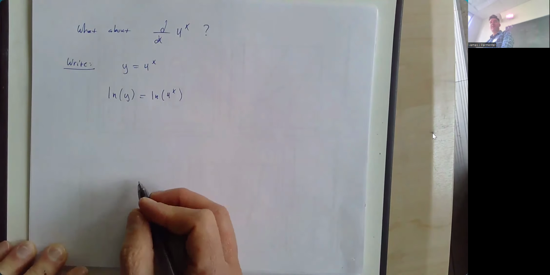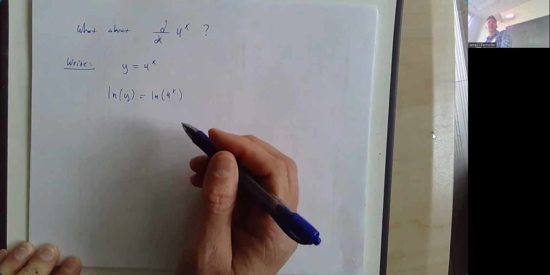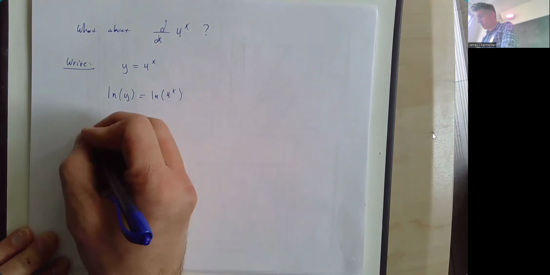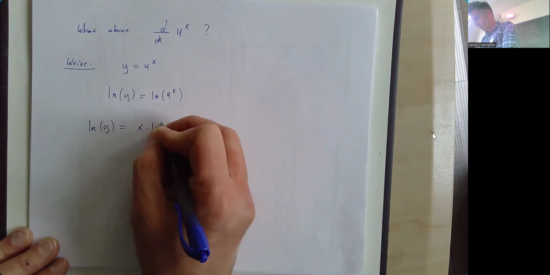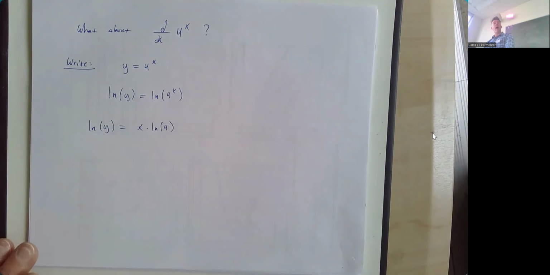And then the whole reason for taking the natural log of 4 to the x is so that we can bring the x down in front. The natural log of y is equal to x times the natural log of 4. And now we can differentiate both sides.